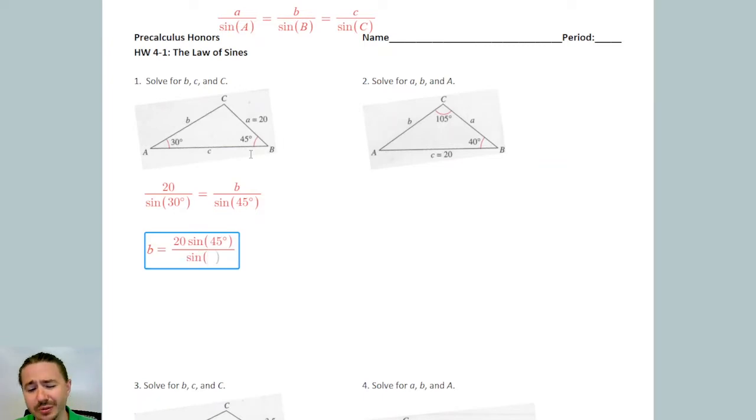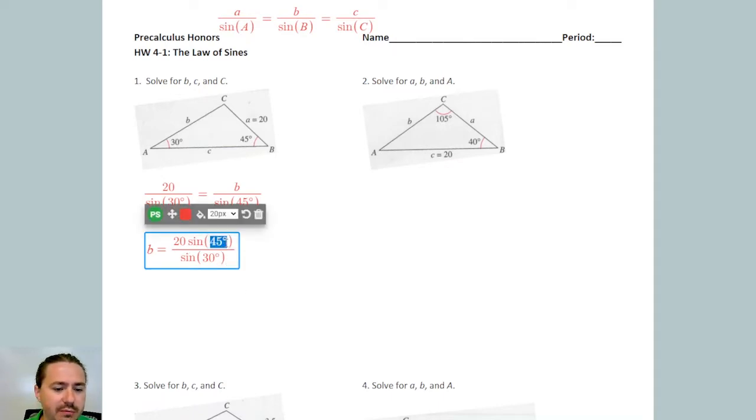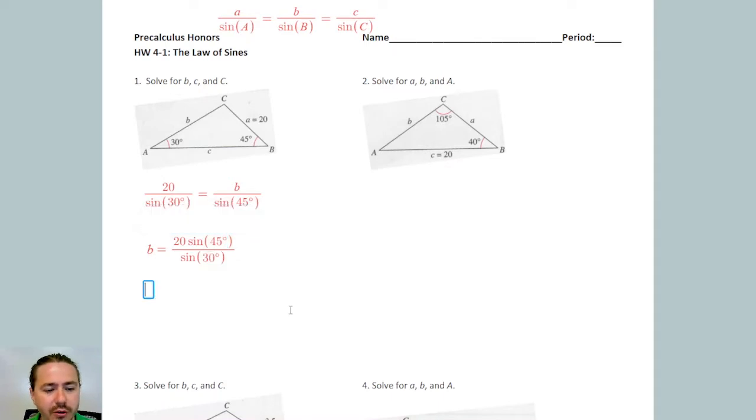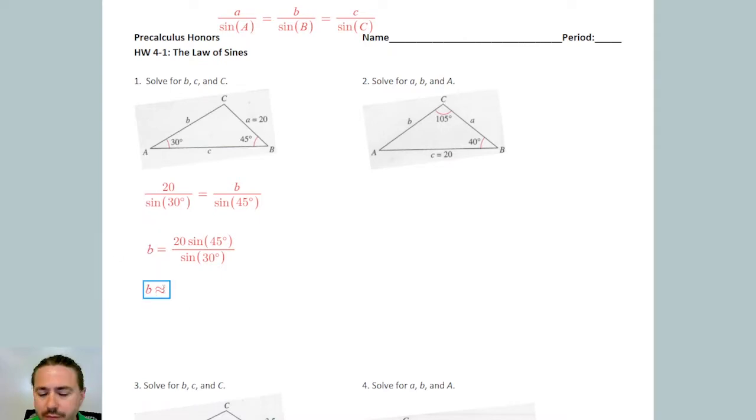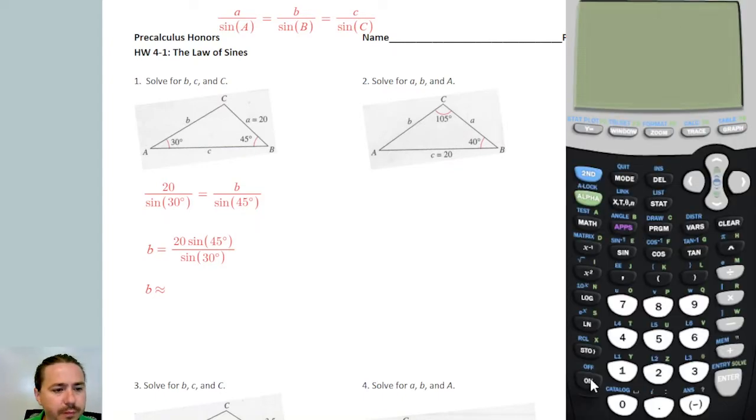Now this one we really don't need a calculator for, although most of them we will. The only reason we don't need a calculator on this one is because we know what sine of 45 and sine of 30 are. But I'm going to go ahead and use a calculator anyway, because we're going to have to do that for the majority of these problems. I'm going to say approximately equals here because I am going to estimate. So let me pull up a calculator and we'll compute this out. We create a little fraction here: 20 times the sine of 45 over the sine of 30.